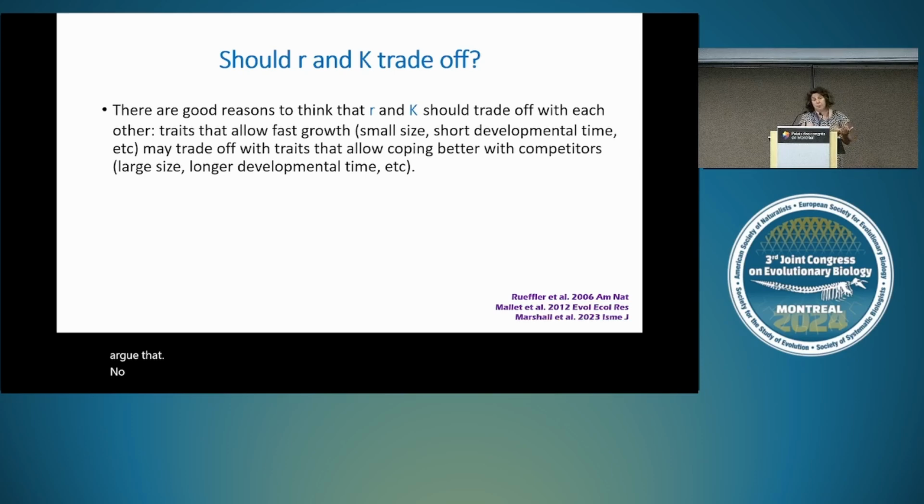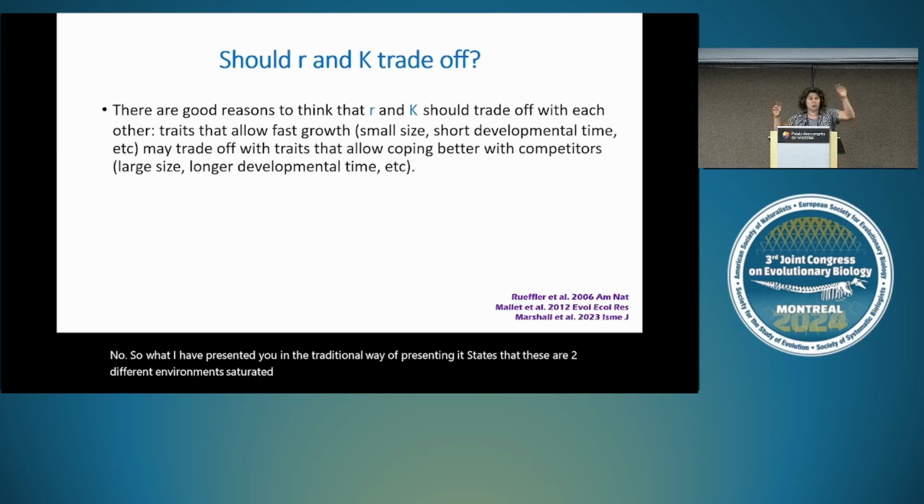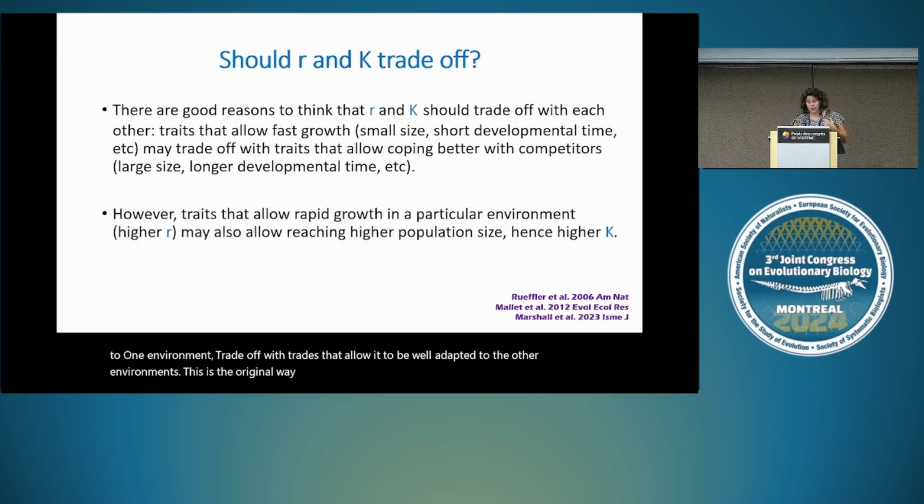So what I have presented to you, the traditional way of presenting it, states that these are two different environments, saturated and unsaturated, and the traits that allow you to be well adapted to one environment trade off with traits that allow you to be well adapted to the other environment. This is the original way in which it was formulated. But many people have said that this is not necessarily the case, because traits that allow for rapid growth also allow reaching higher carrying capacities in a given environment. So actually you should expect a positive correlation.